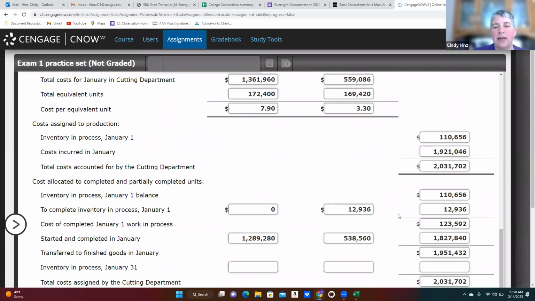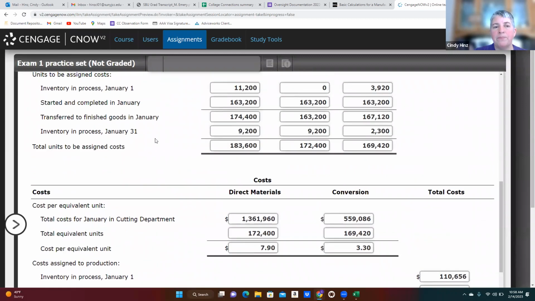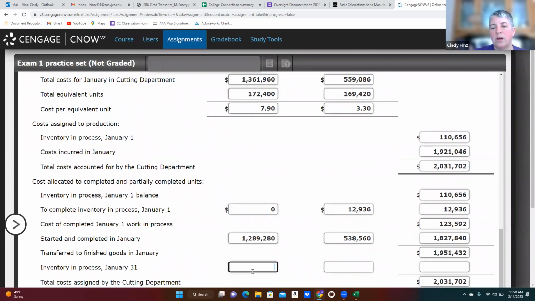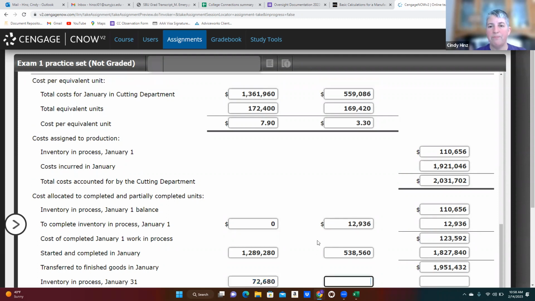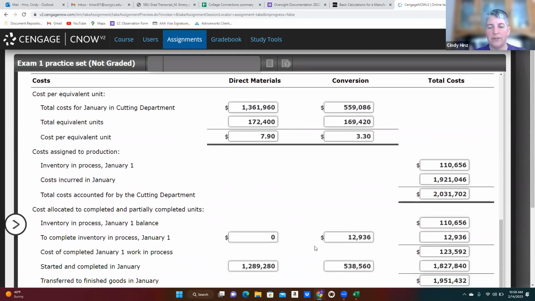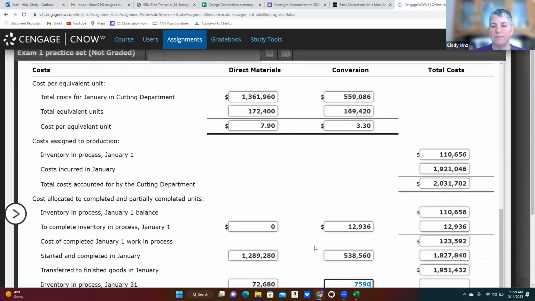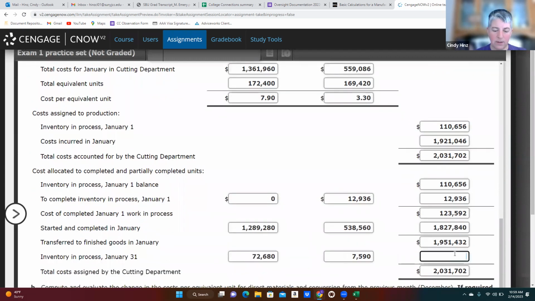And finally, we can assign the cost to our ending inventory. So here's our ending inventory line for our unit calculations. We have 9,200 units of direct materials and 2,300 units of conversion costs. Remember, those units aren't done. They have all of the direct materials at $7.90 each, but they have just 25% of the conversion cost. That number was given. 25% of 9,200 is 2,300 units times $3.30 per unit. Again, add across.